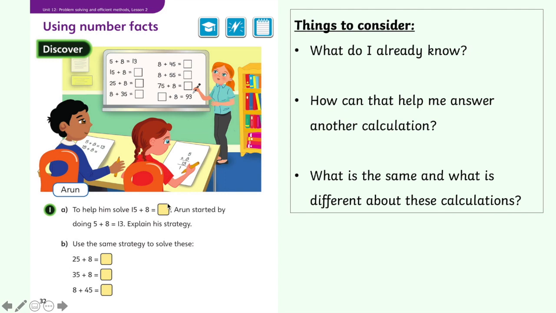So notice that there's a missing box here, but actually the question is asking us to explain Aaron's strategy. We've then got the second part: use the same strategy to solve these. Things I want you to think about. When you're thinking about the strategy, what did Aaron do? Imagine you're Aaron and ask yourself, what do I already know? How can what I already know help me answer another calculation? And think about what's the same and what's different about these calculations. So have a go at those Discover questions then.